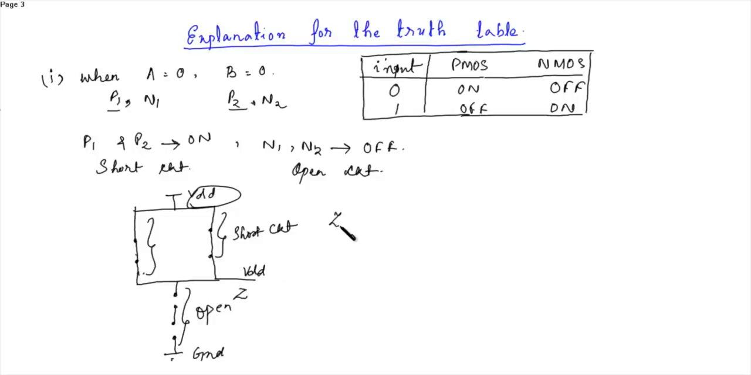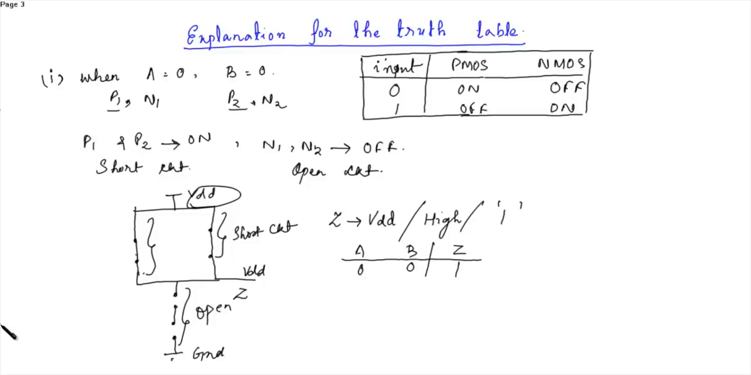So Z gives the value of VDD, or you can say it gives a high value. In our case, high value is represented by 1. So when input A is 0 and B is 0, the output Z will be equal to 1.